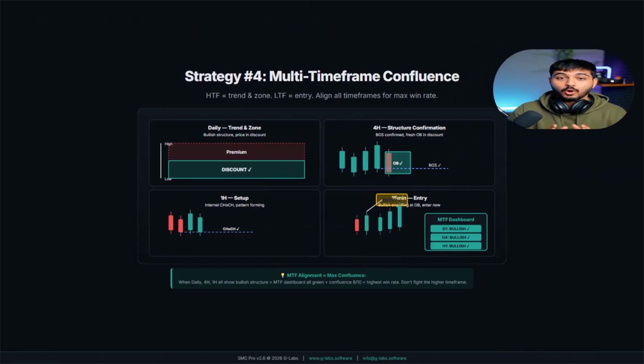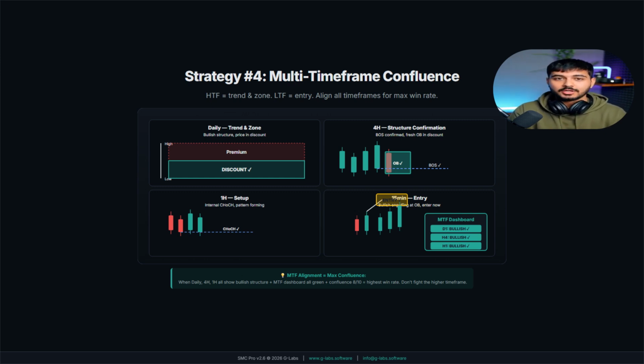Strategy 4. Multi-Timeframe Confluence. The strongest setups align timeframes. Daily shows the trend and the zone. Are we in discount or premium? 4-hour confirmed structure. 1 hour shows the setup. 15 minutes shows the entry. When the MTF dashboard is all green or all red, that's maximum confluence. Daily bullish, price in discount, 4-hour order block, 1-hour CHoCH, 15-minute entry. That's an A+ setup.